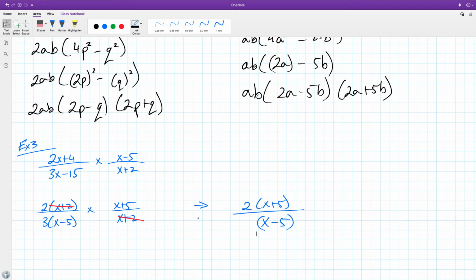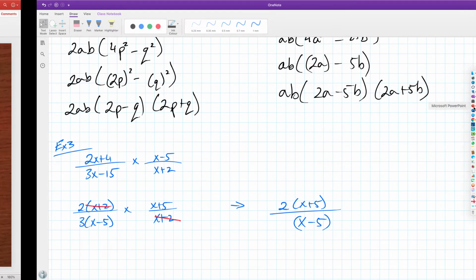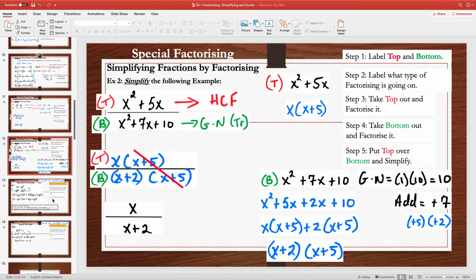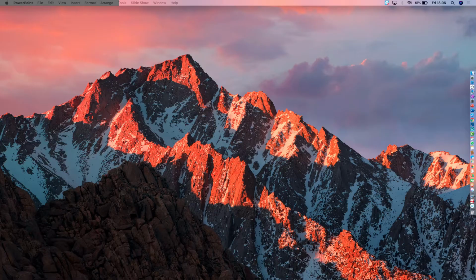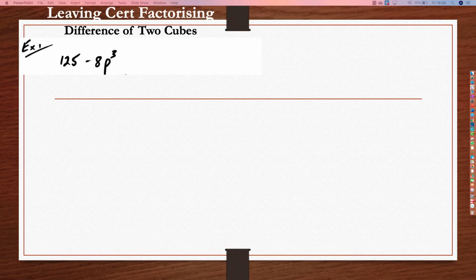Right. So, leaving cert, 2 types of factorising. There are special types of factorising, 2 specific types which we're going to add now to our list. So, these are your 4 junior certs. On our leaving cert list, then we can add 2 of these. You can take these down if you want. Probably the easiest way to learn them.